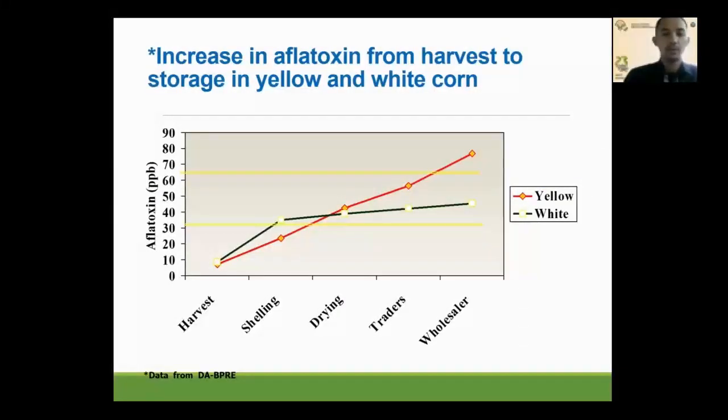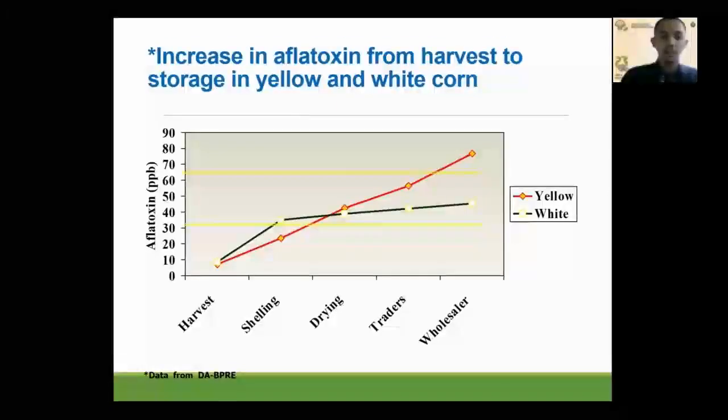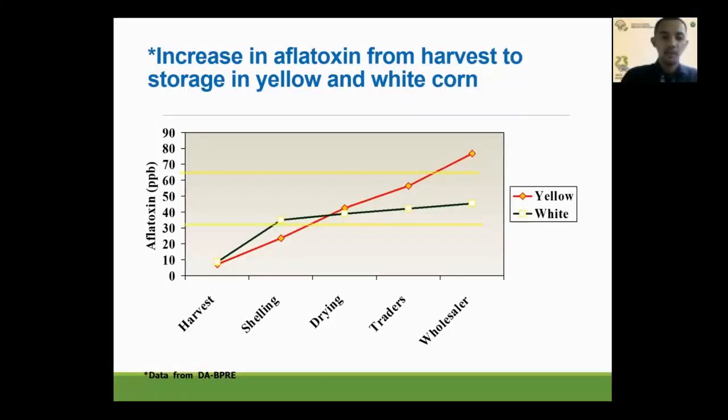Okay, so as we can see in this graph, the value chain of where the corn is harvested. For yellow corn, along the value chain, the trend shows that the aflatoxin contamination increases as the commodity is being moved. So from harvest to shelling, up to drying into the wholesaler, the aflatoxin contamination potential increases.